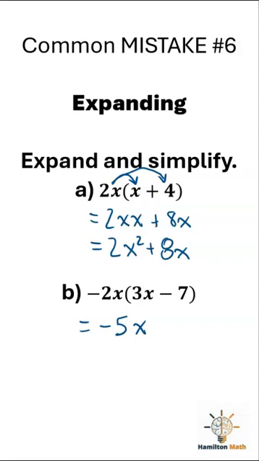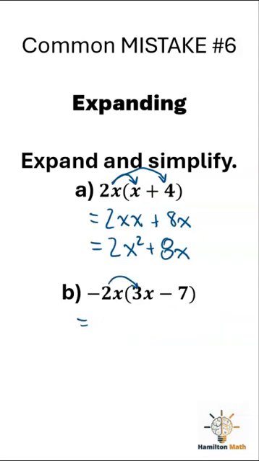The other thing I see students do when they multiply the negative 2x times the negative 7 is they write this as a minus 14x. Both of those are incorrect, but if they did that, they'd get a final answer of negative 19x, which obviously is also incorrect. Here's how to do this correctly.